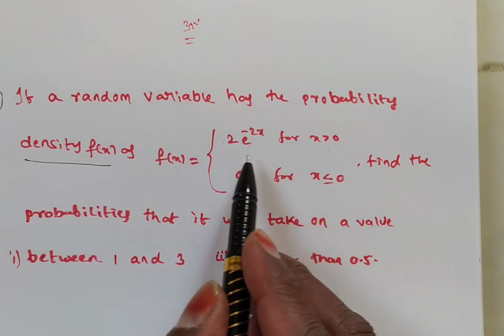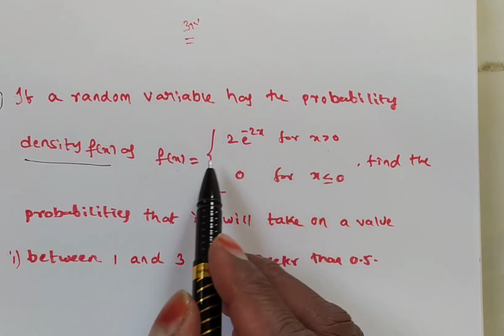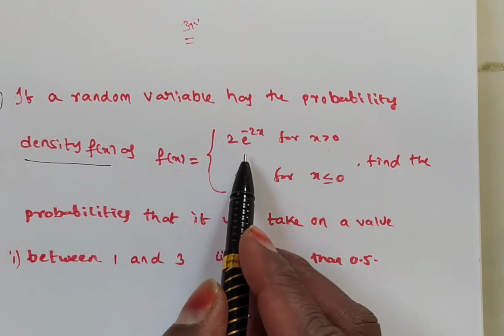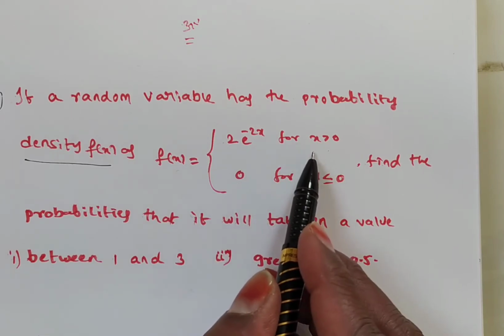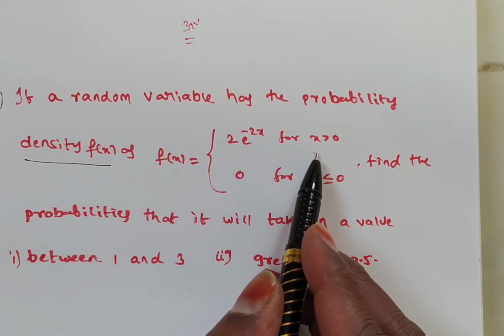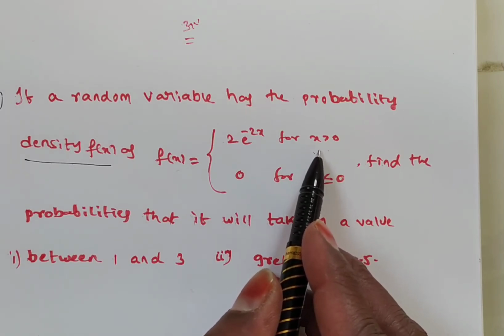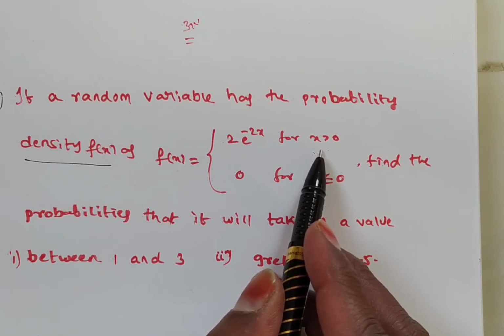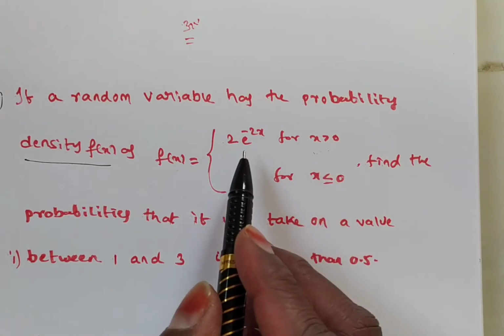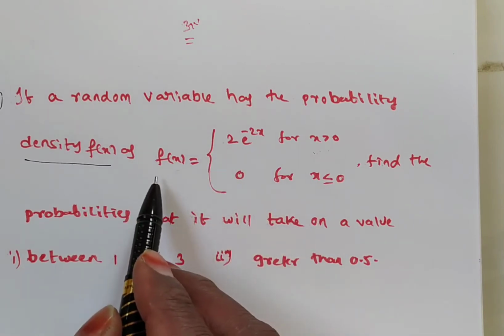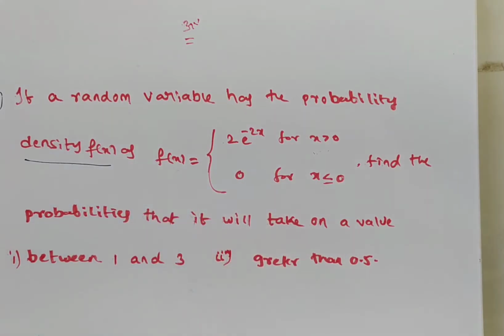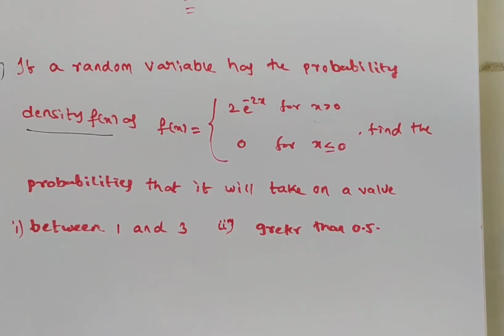Observe that for x greater than 0, the value of f of x is 2e^(-2x). x greater than 0 is not just 1, 2, 3, 4 and so on; of course it includes 0.1, 0.2, 0.3, every real number. It doesn't take only integers, it takes every value. So it is a continuous random variable. This function is an example of a continuous random variable. Now we have to solve the probability between 1 and 3.